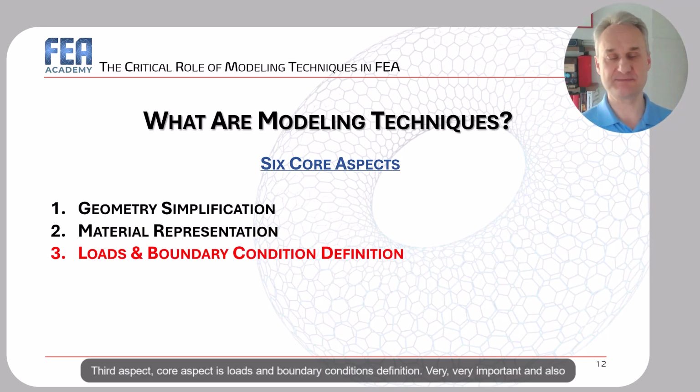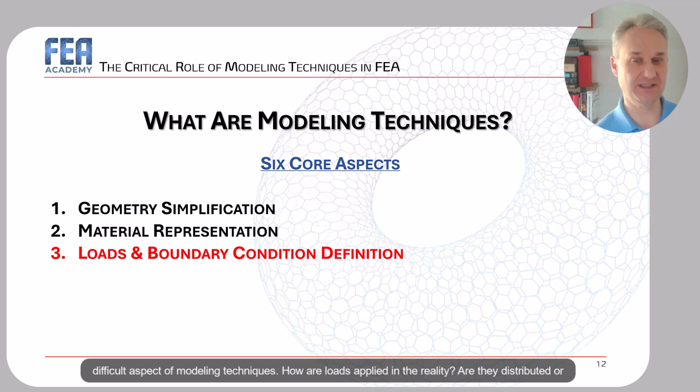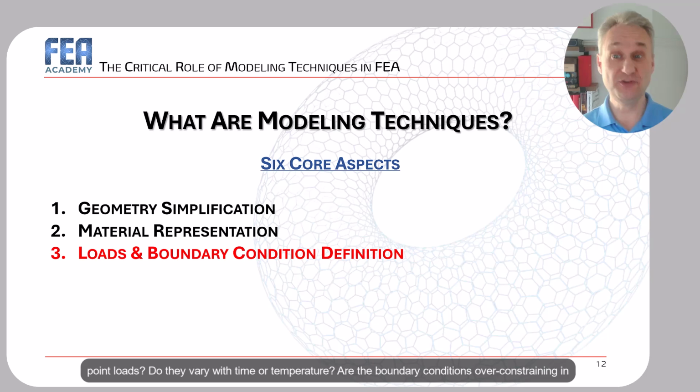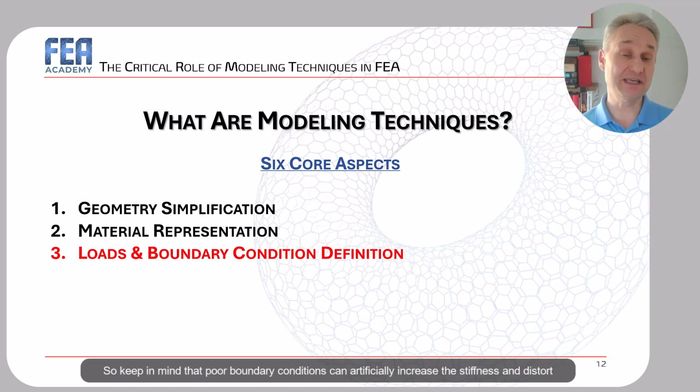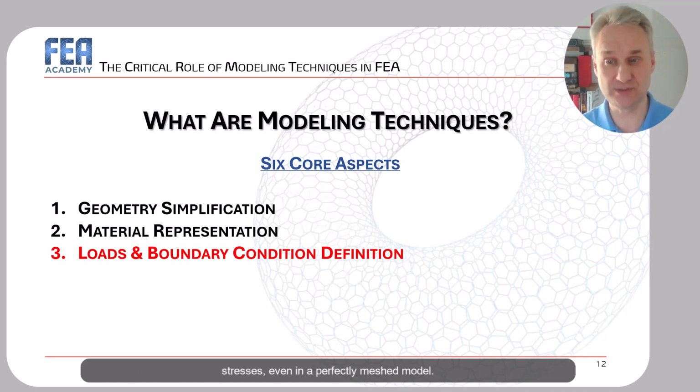The third core aspect is loads and boundary condition definition. Very, very important and also a difficult aspect of modeling techniques. How are loads applied in reality? Are they distributed or point loads? Do they vary with time or temperature? Or are the boundary conditions over-constraining the model? You have to answer these questions. So keep in mind that poor boundary conditions can artificially increase the stiffness and distort stresses, even in a perfectly meshed model.